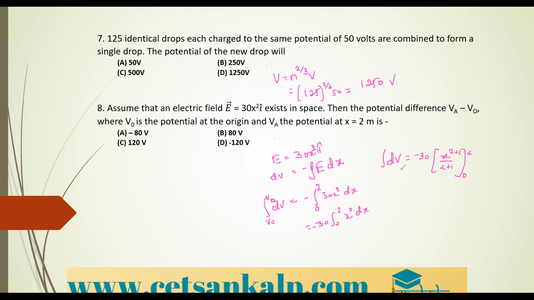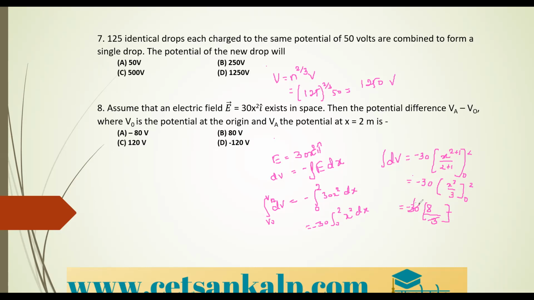Now we can write this as minus 30 into bracket x cube divided by 3, from 0 to 2. Now we substitute upper limit minus lower limit. The upper limit is 2, so 2 cube, which is 8, divided by 3, minus the lower limit, 0 divided by 3, which is nothing but 0 itself.